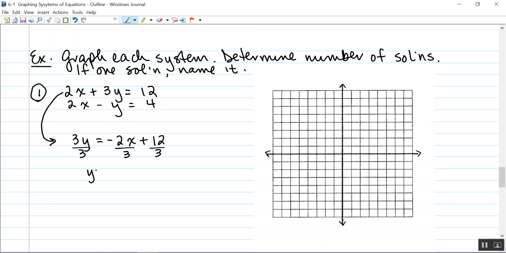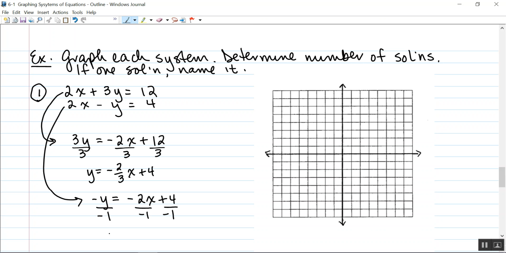I have y equals negative 2/3 x plus 4. And that's my first line. Second line, I will do the same thing. I will solve it for y, subtract 2x from each side. So I'll have negative y equals negative 2x plus 4. And then dividing both sides by negative 1, I will have y equals 2x minus 4.